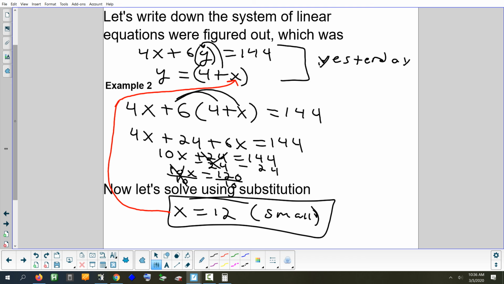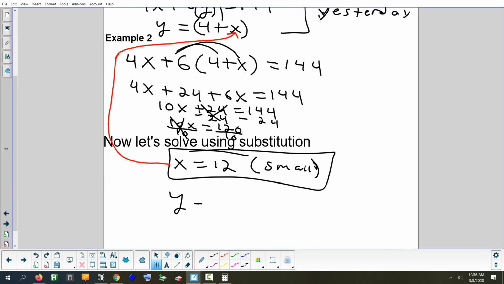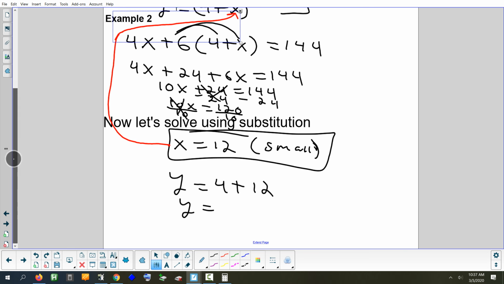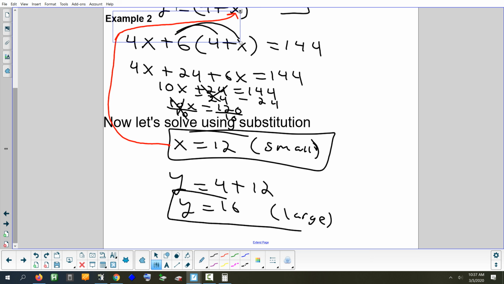You're not wrong if you use the top. You can. But I think you're going to have to deal with bigger numbers and it's more work. So y equals 4 plus, what are we filling in for x? 12. Yeah, 12. So y, which is the large candles, is how much? 16. Okay. So it's not that bad to solve it, even though we had a big number like 144, because we didn't have to graph it.